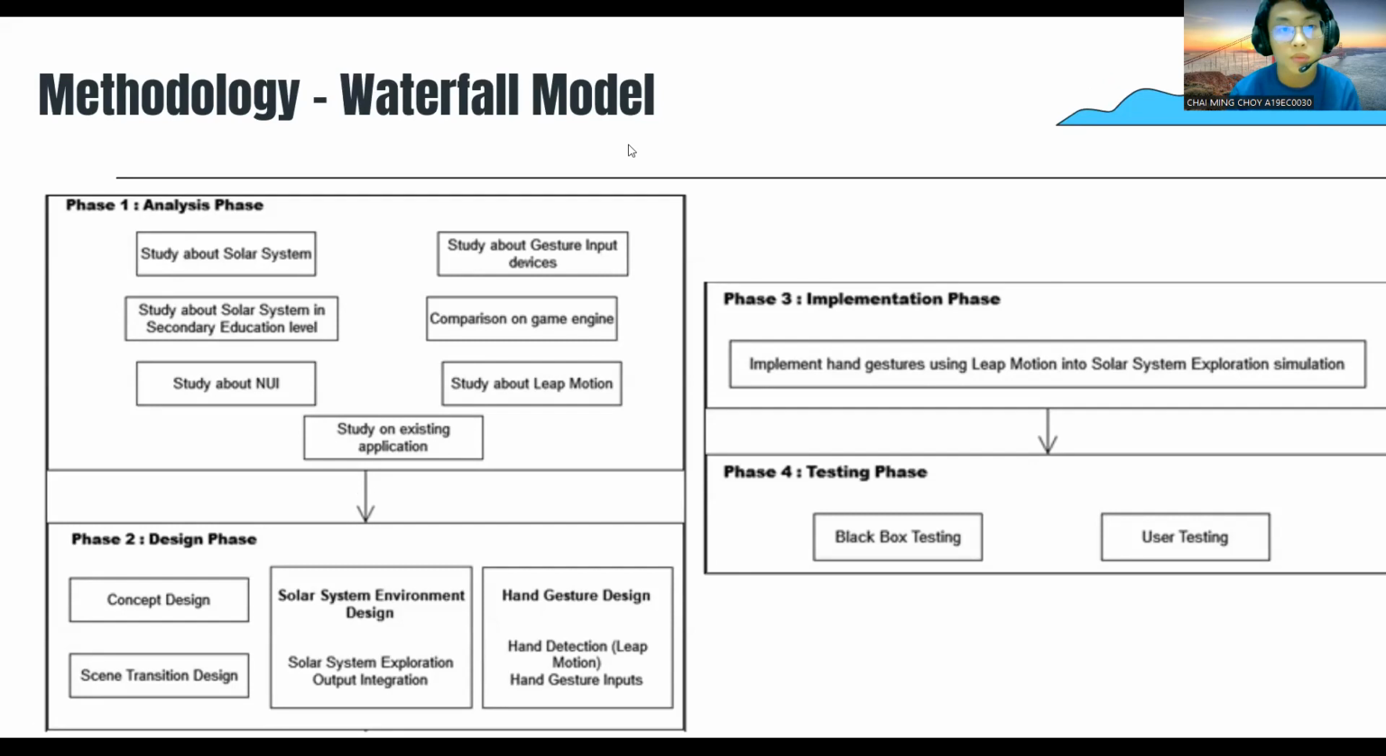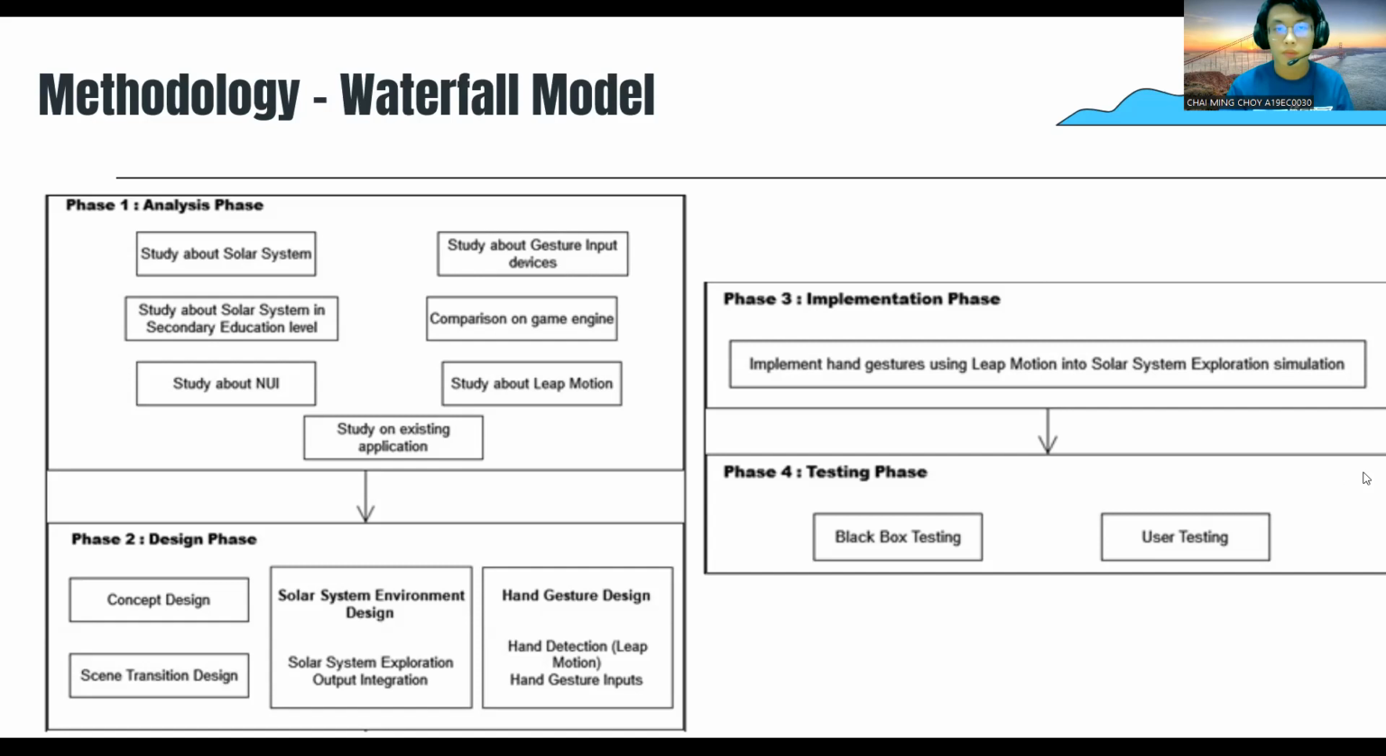So this project suits the waterfall model because it's a small scale project which only requires one developer for production. And also the waterfall model is the easiest model to manage and compatible with the fast delivery of this project, since this project has a short period.